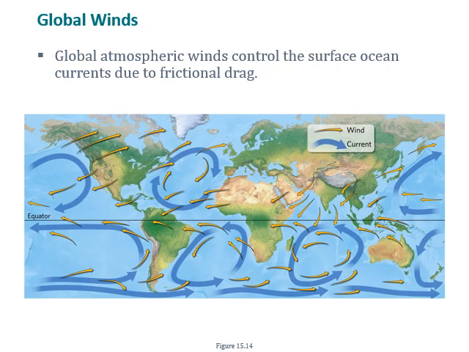Global atmospheric winds control the surface ocean currents due to frictional drag. So what we have here is that we've got the continents that act as sort of buffers or borders within which the water can flow. And we've got wind coming to and from the continents from the oceans that help control the flow. So we've got that clockwise motion in the northern hemisphere again and counterclockwise in the southern hemisphere.